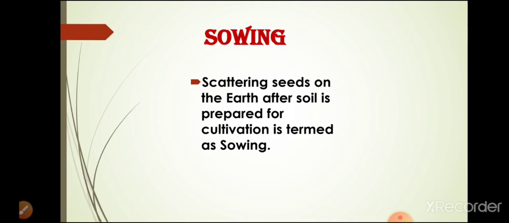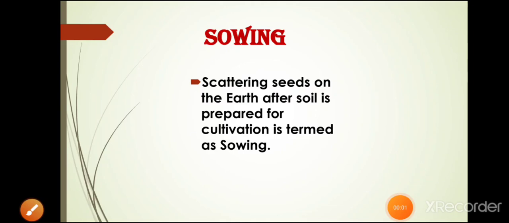As I already explained you preparation of soil. So now let's continue with the second step, that is the sowing. Sowing is one of the important parts of the crop production. What is sowing? It is scattering of seeds on the field, which is prepared for the cultivation. So we termed it as sowing.